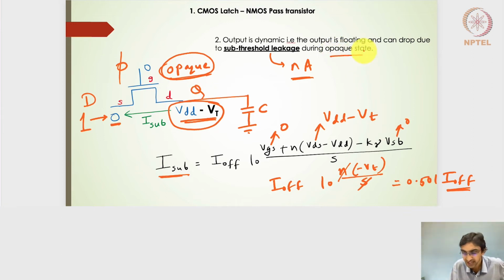So I cannot actually have the opaque state for a longer duration, right? The output should be retained, but it doesn't get retained, and there will be a drop in the output voltage because of this subthreshold leakage current. And that is the reason why it is called dynamic. The output remains floating and can drop due to the subthreshold leakage current during the opaque state.